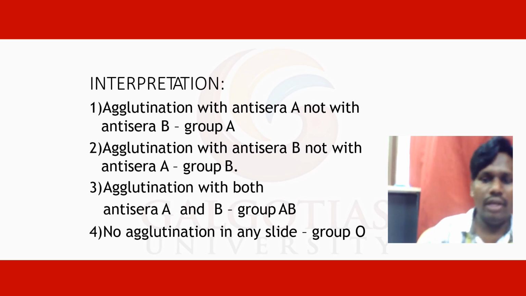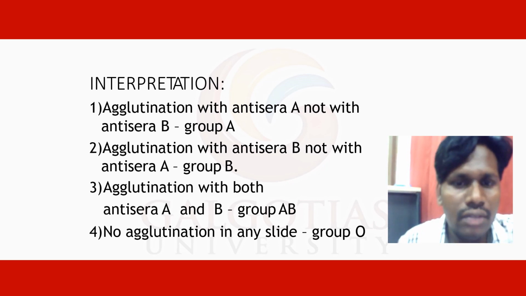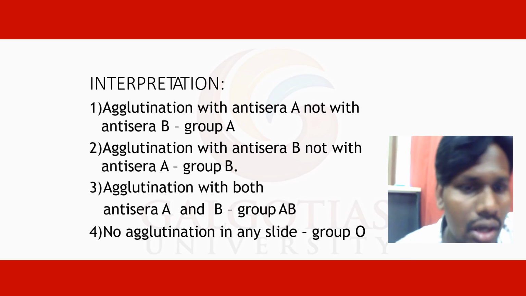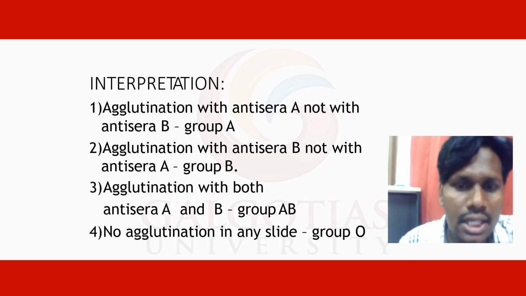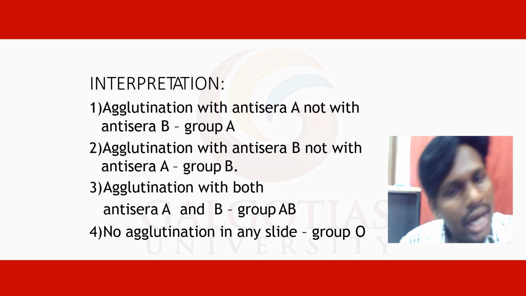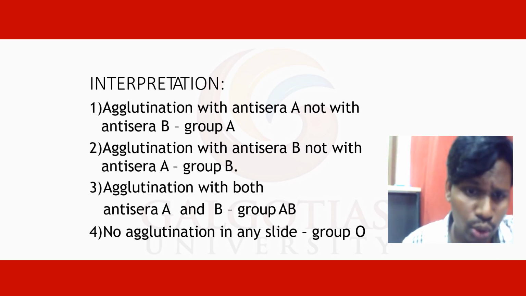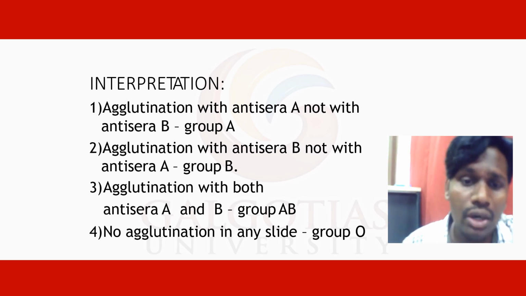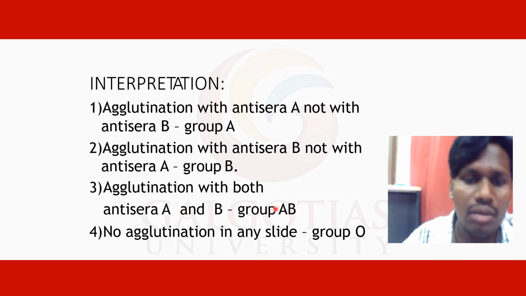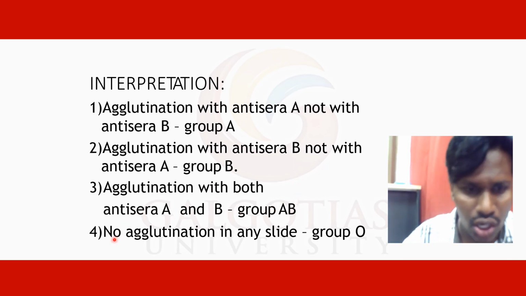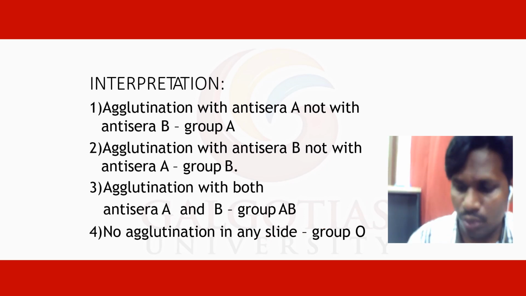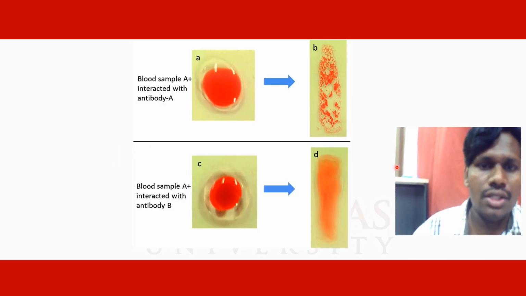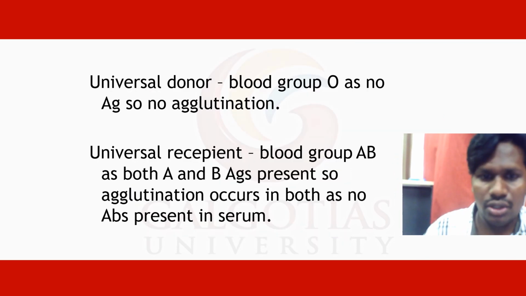Interpretation: agglutination with antisera A but not with antisera B means group A. Agglutination with antisera B but not with antisera A means group B. Agglutination with both antisera A and B means the blood group is AB. No agglutination in any slide means we call it O blood group. So, there is the agglutinated, reacted one and the non-agglutinated one.